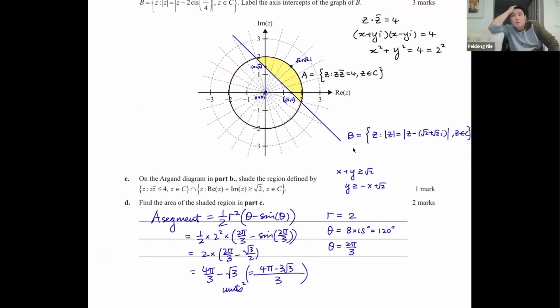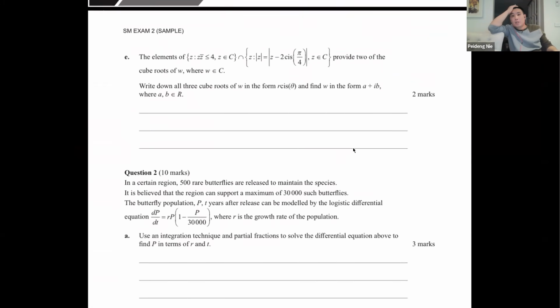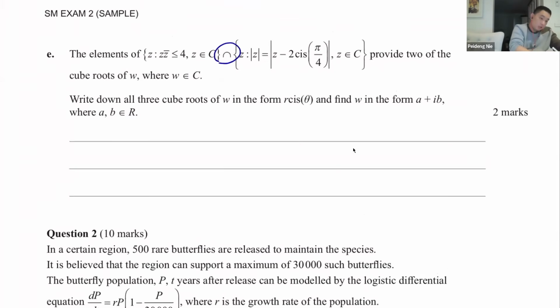A very typical problem. A geometric problem is always embedded with a complex number question in Exam 2 in the past 10 to 15 years, if you look back at the past exams. Very common and familiar question. So make sure you use the correct angle subtended by the segment. And finally, the elements of Z times Z bar less than or equal to 4 intersecting the other line provides 2 of the cube roots of w. 2 of the cube roots of w. That means, okay, the intersections we have are z1 and z2.